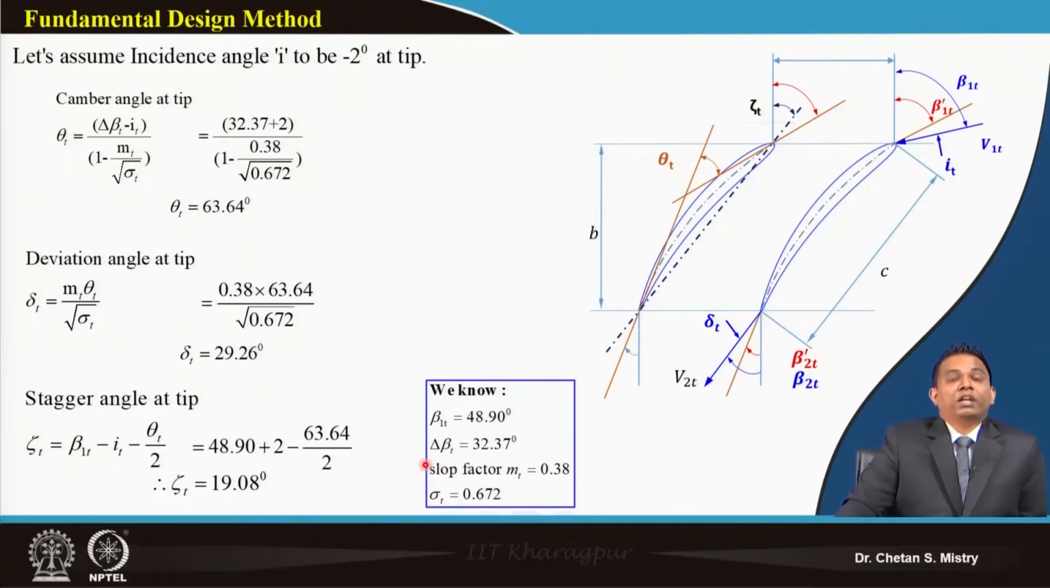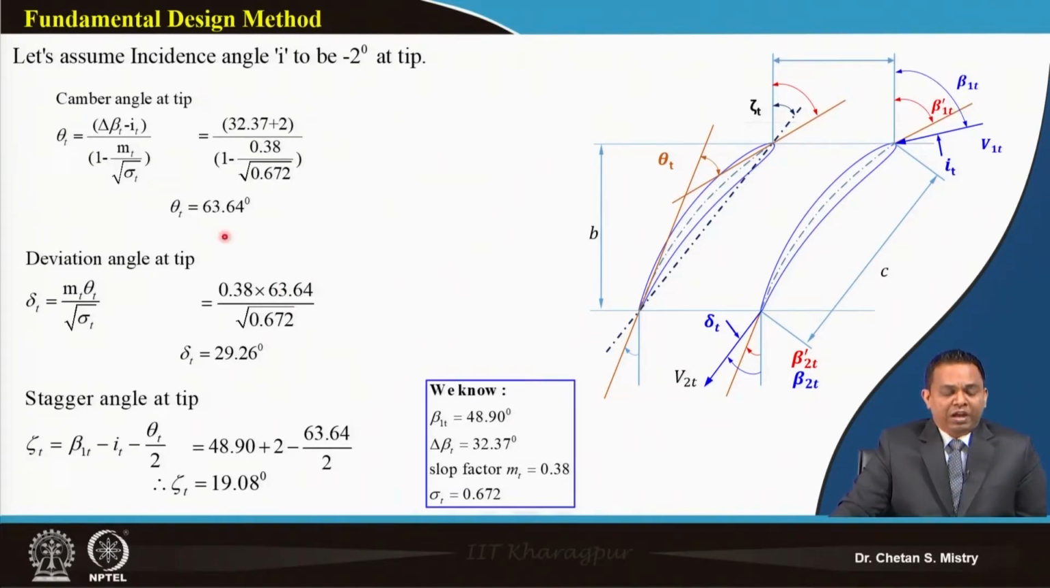Now, as we have discussed for the selection of our incidence angle, we are assuming our incidence angle at the tip to be -2 degree. What are the reasons we discussed earlier? In order to take care of the change of incidence, designers by default add that angle, so that when the blade acts under off-design condition, it still behaves as if working in a design condition. So conventionally we assume this to be -2 degree.